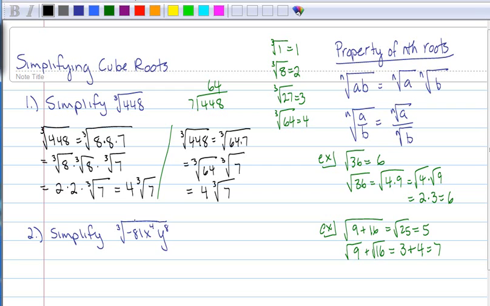So if I do the more sophisticated way on this, 27 times 3 is 81. So I know that 27 is a perfect cube, and it goes into 81. So that is what I'm going to do. I'm going to make this a 27, we have a negative, times 3.